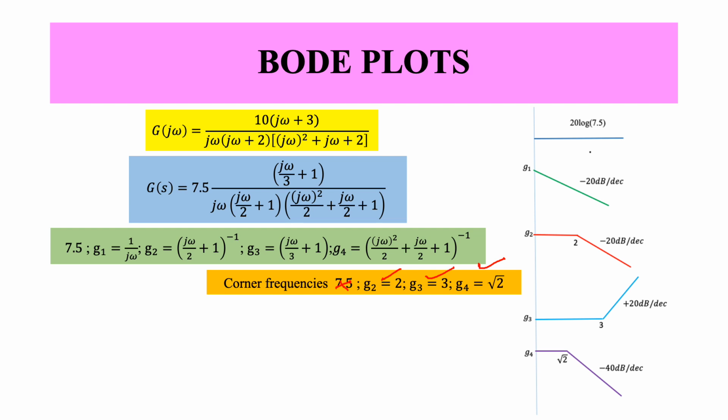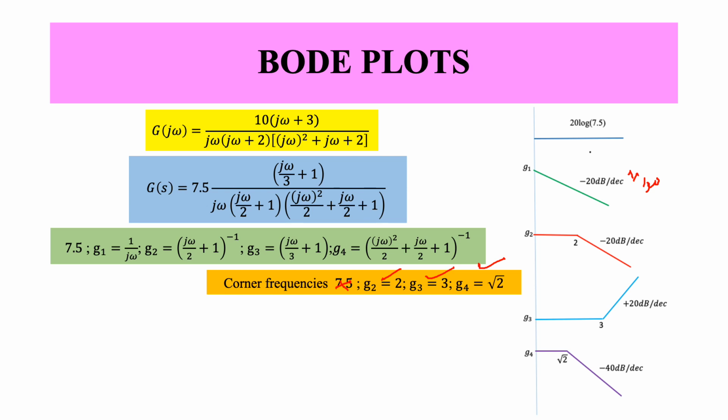So this is the first one with a magnitude of 20 log 7.5. So it will give me a straight line, and that is a proper magnitude. Then I can read out the scale by noting that this is 1 by j omega. It would look something like this with a slope of minus 20 dB per decade.